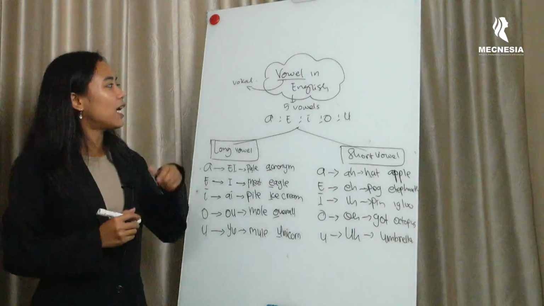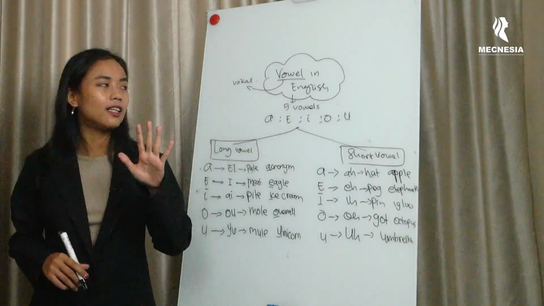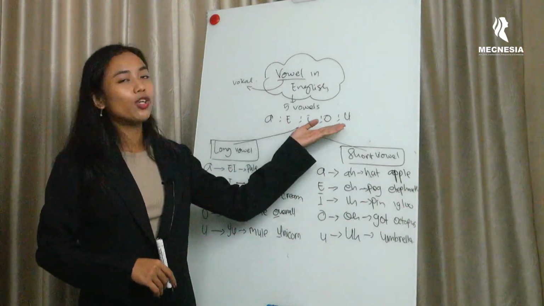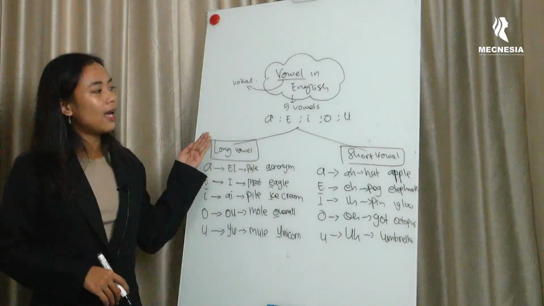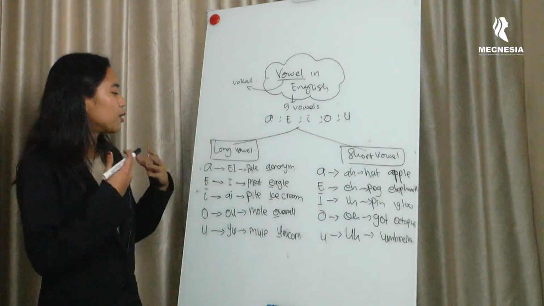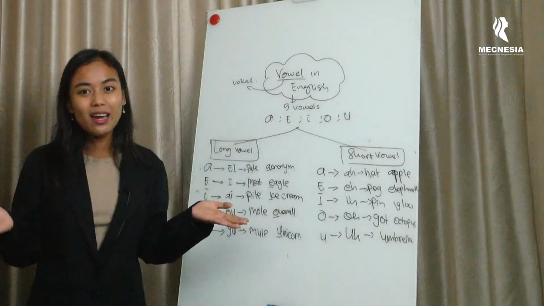Well, guys, so that's for the vowel in English. We have 5 vowel in English. A, E, I, O, U. They can be pronounced in long vowel and short vowel. Mereka bisa dipronounce, bisa dibunyikan dengan menggunakan bunyi panjang ataupun bunyi pendek.